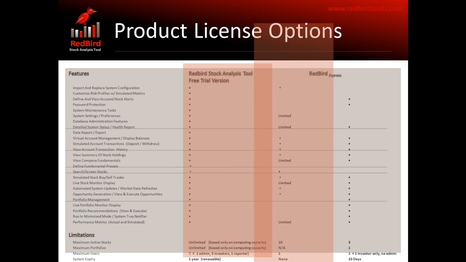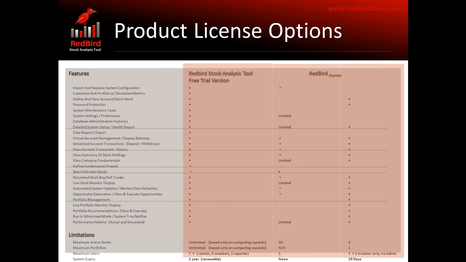The RedBird Express Edition is a scaled-down version of the product that is presented through 3 simplified screens, as described earlier. There are a number of limitations to the product, including the inability to define specific portfolios, limited options on system settings, and other restrictions. Finally, there's a free trial version available of both products that has select features with additional limitations on the number of portfolios and stocks that can be monitored.